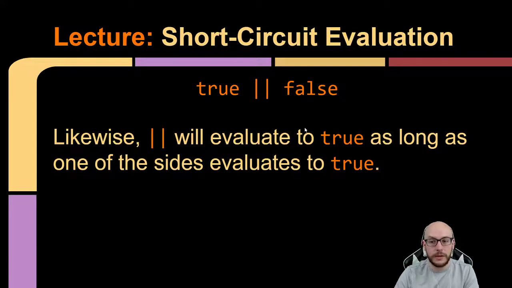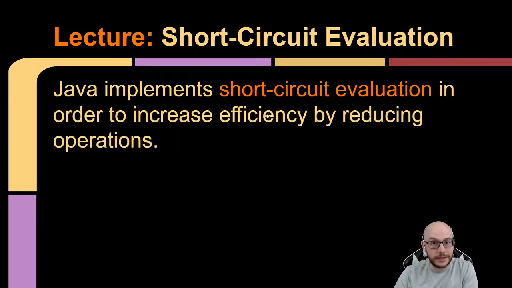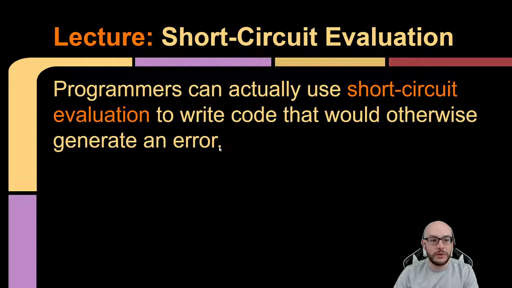Likewise, or will evaluate to true as long as one of the sides evaluates to true. We looked at a truth table for or. The only time we get a false value is if both sides are false. What that means is the moment that you have a true on one side, you already know the outcome. If the left-hand side of the or logical operator is true, there's no reason to check the right-hand side because you already know the outcome of the expression. Java, and as far as I know, every high-level programming language, implements short-circuit evaluation in order to increase efficiency by reducing operations. Programmers can actually use this to write code that would otherwise generate an error.